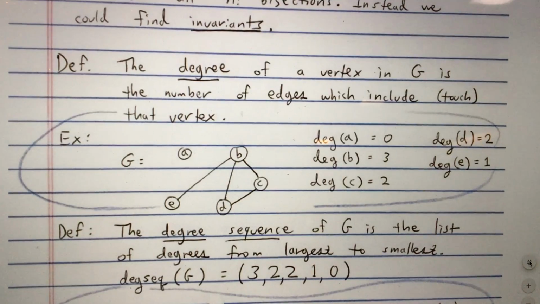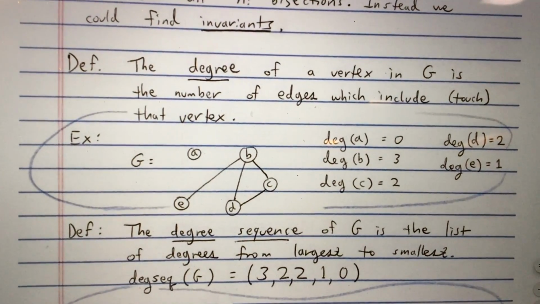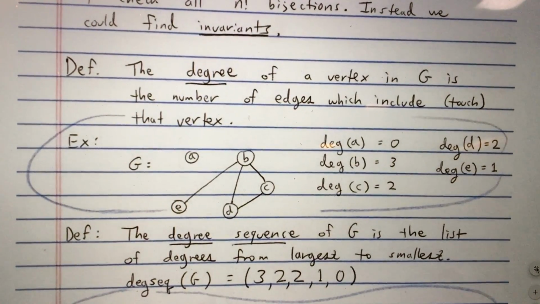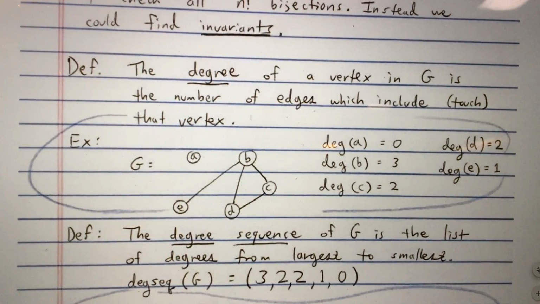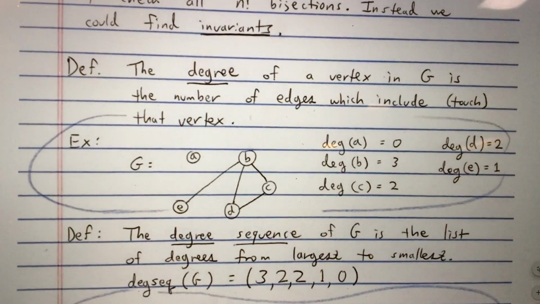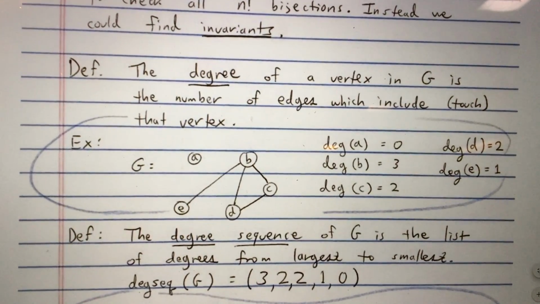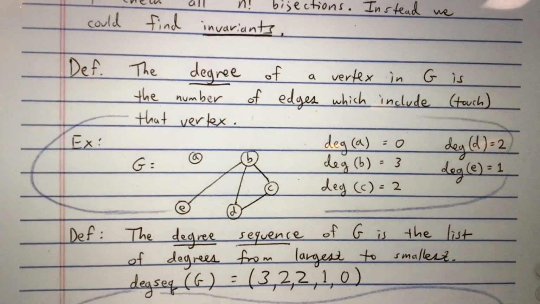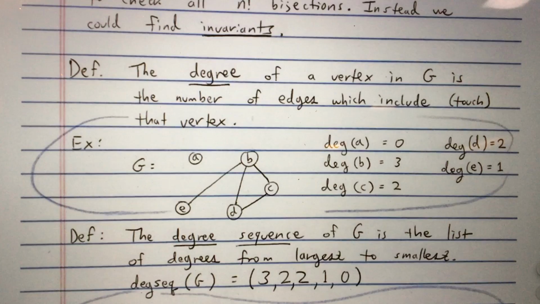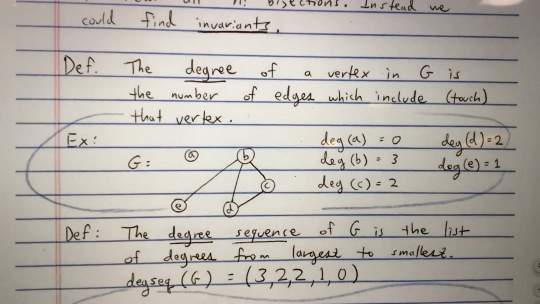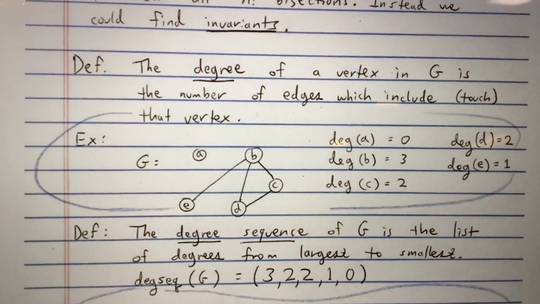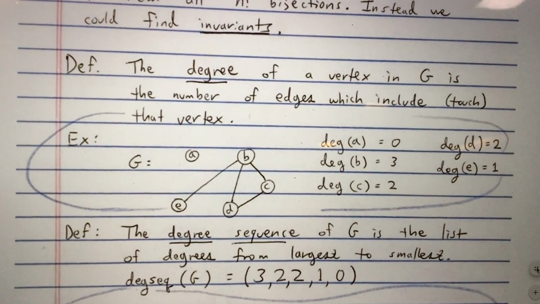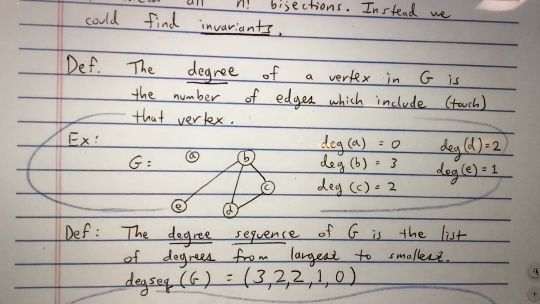The degree sequence of G is the list of degrees from largest to smallest. You can abbreviate that as the degree sequence of G. I looked at all the degrees, and there's the list from largest to smallest: 3, 2, 2, 1, 0. So it's an ordered list. You can think of it as a vector or just a string of numbers. Thinking of it as a vector, 2 of those are equal if they have all the same components, all the same entries.